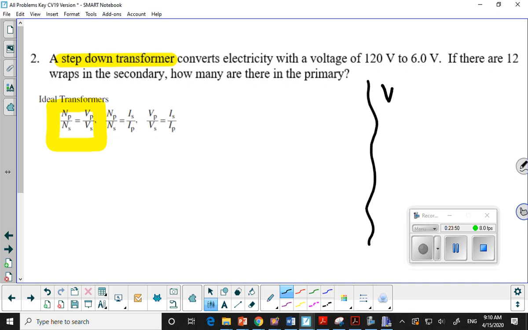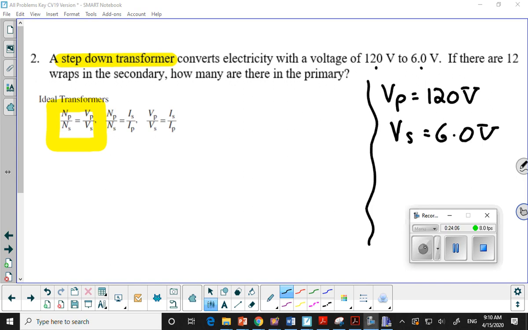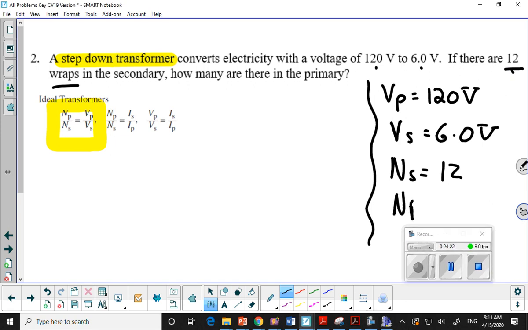We have voltage in the primary given as 120 volts. The voltage in the secondary given as 6 volts. It tells us that there's 12 wraps in the secondary. Number of wraps in the secondary is 12, turns in the secondary. So we want to find the number of wraps in the primary. So again, when you set up your ratio, always put what you're looking for in that upper corner. So that's kind of nice.